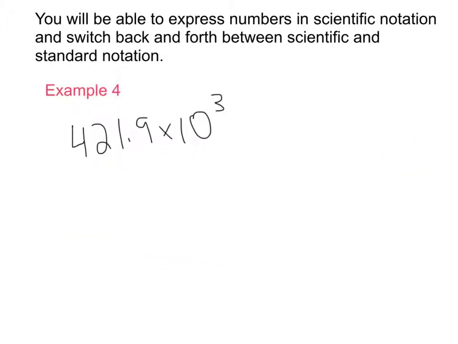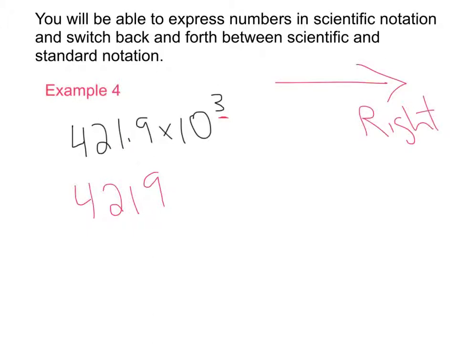Now for my next example, say I had a number already in scientific notation and I wanted to write it all the way out. Well, this is my decimal point right there. Always keep track of where the decimal point is going to be. I'm going to rewrite my number, 4219, and you see my exponent is 3. And we know that the exponent is positive whenever we move to the right.